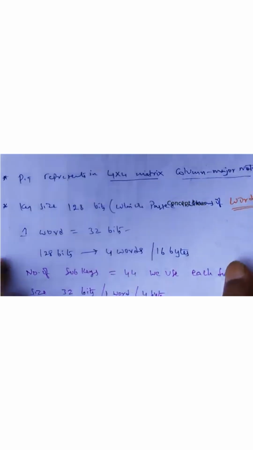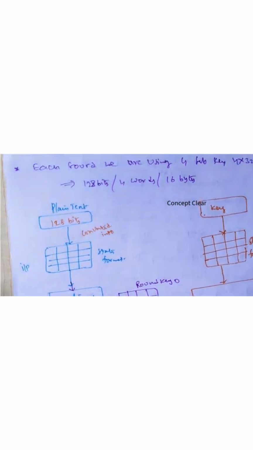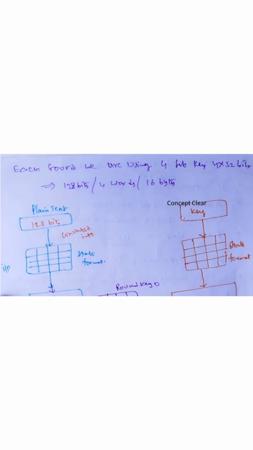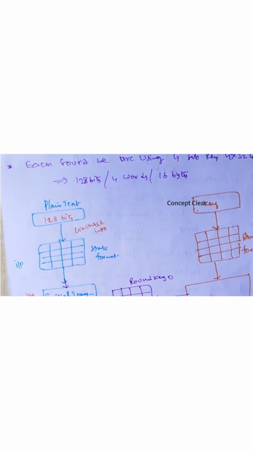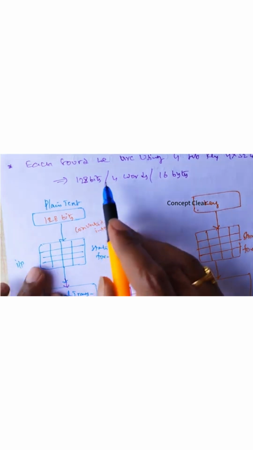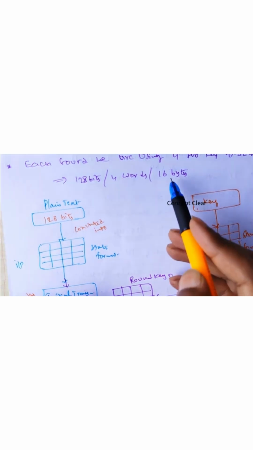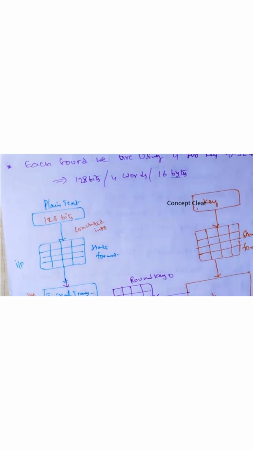We are using these in the round operations. Next, in each round we are using 4 subkeys, that is 4 into 32. That means 4 into 32 is 128 bits. To perform a single round operation, we have to use 4 words or 16 bytes.